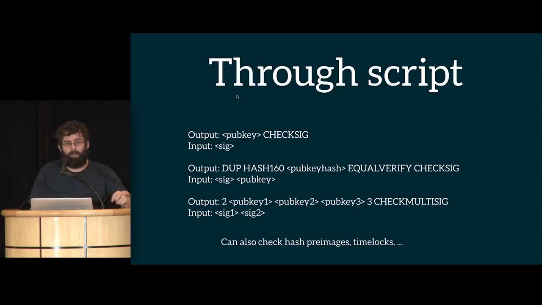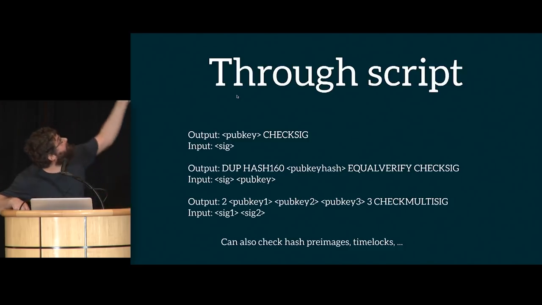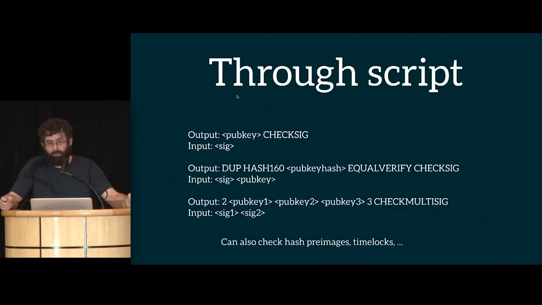In practice, what happens is I do not tell my senders an actual public key. I give them a hash of a public key, originally for compactness reasons, but there are other advantages. And you can see the script that's being used for that. Effectively, what this script does is take two inputs, a signature and a public key, and verify A, that the hash of that public key is X, and B, that that signature is valid for that public key.